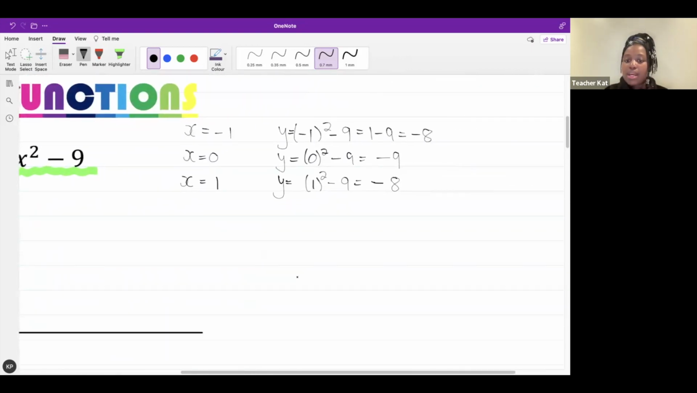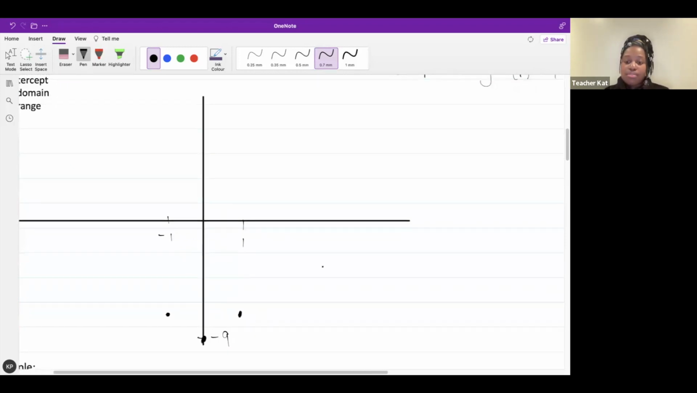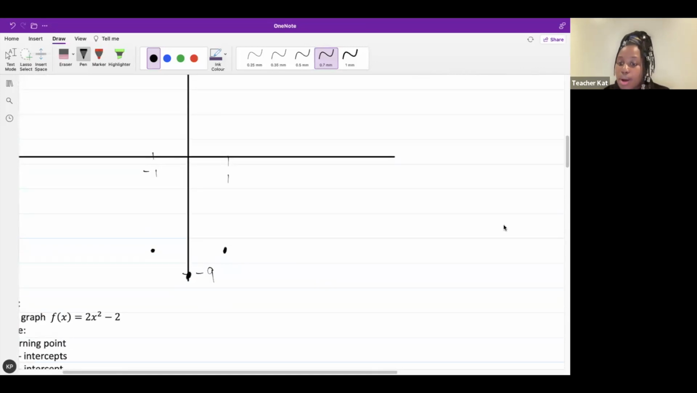And then we have a -1 and +1 with 8. So my -1 with my 8 over there, and my +1 with my 8 over there. And then my graph is just going to go up. Okay. I'm going to address the whole symmetry thing just now after I draw this.